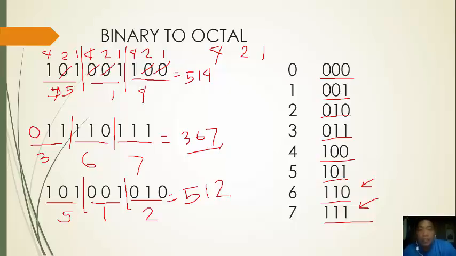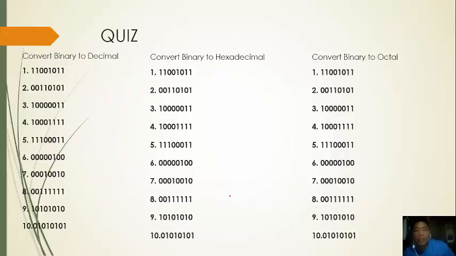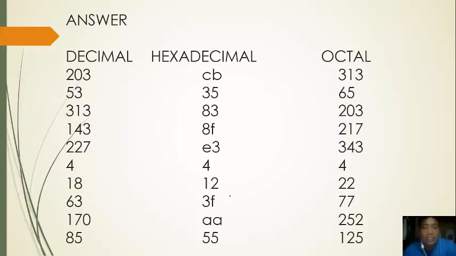Okay, next slide. This will be the last slide. I will be giving you a 30-item quiz wherein you need to convert these binaries into decimal, hexadecimal, and octal. Within 15 minutes, you can finish this, I know. 15 to 20 minutes. If you can do it in 15 to 20 minutes, challenge yourself. Don't look at the answers yet. Okay, here are the answers, to make it easier for you. Okay, thank you for watching.